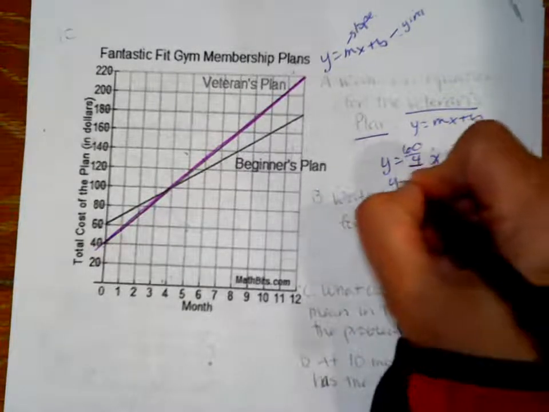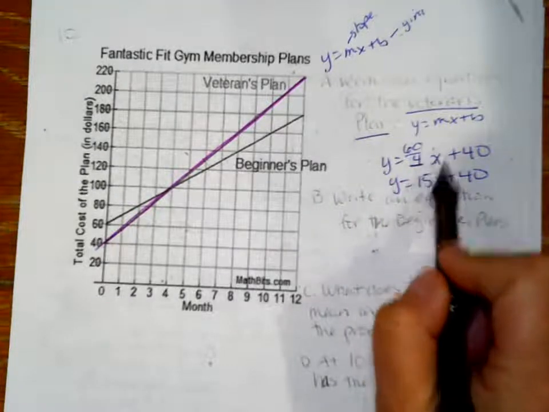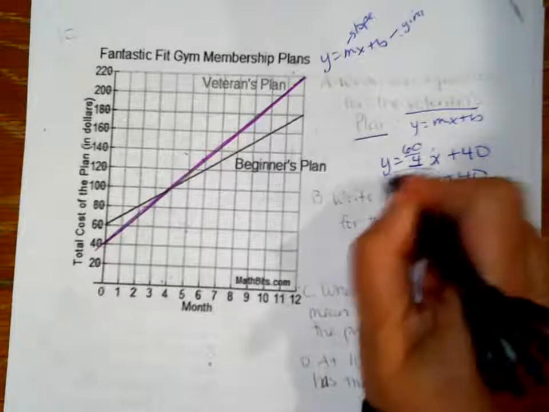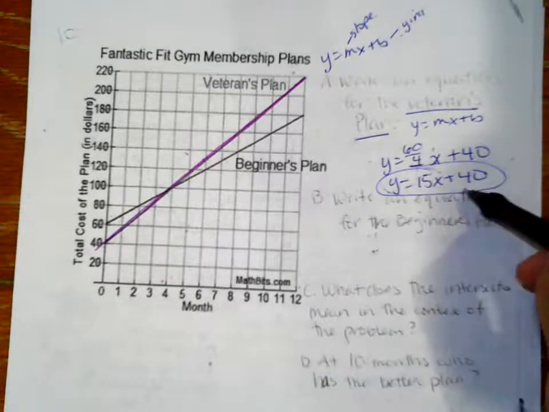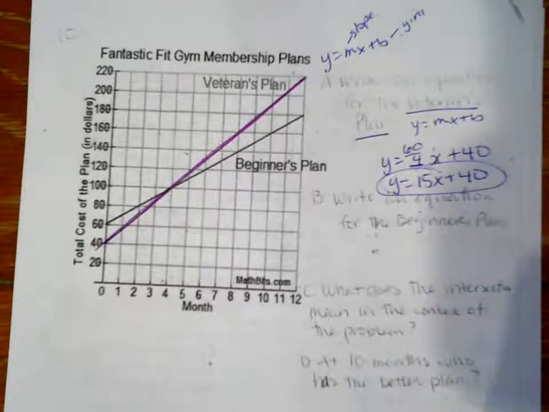You can reduce that if you'd like. You don't have to. Sometimes that's going to be easier though, and I'll show you when that's going to be easier, but this is full credit. That's correct. Okay. Now let's write an equation for the beginner's plan.